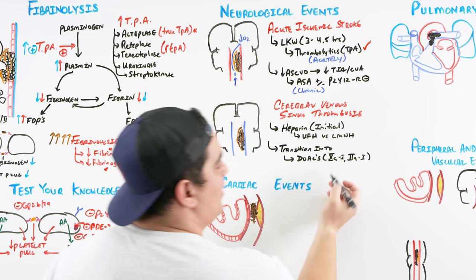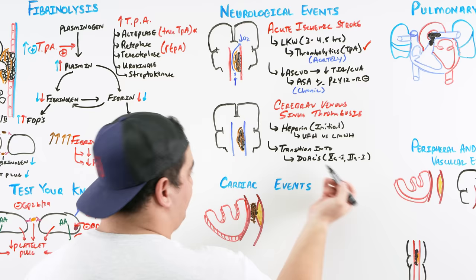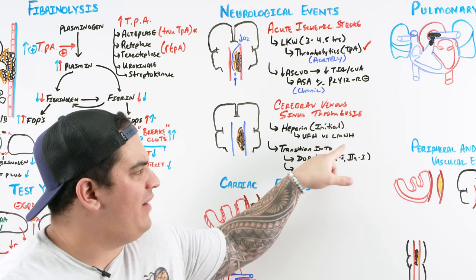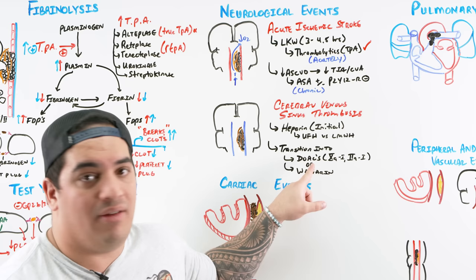In other words, this could be apixaban, edoxaban, rivaroxaban, dabigatran, or you could do warfarin. This is generally how we'll do it. We'll start the patient off when they find this clot within the venous circulation. We'll start them off on heparin, one of the two. Sometimes if they have cancer, low molecular weight heparin may be a little bit more superior. And then afterwards, we'll transition them into one of these for long-term management, okay?